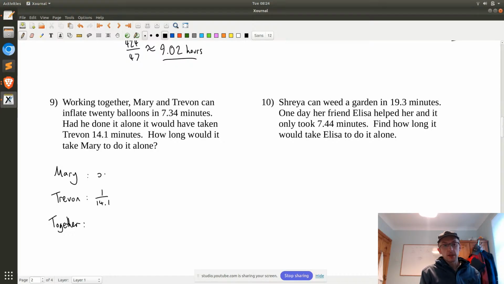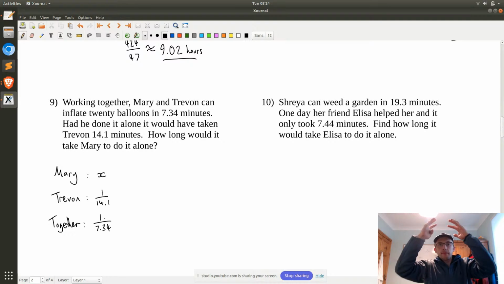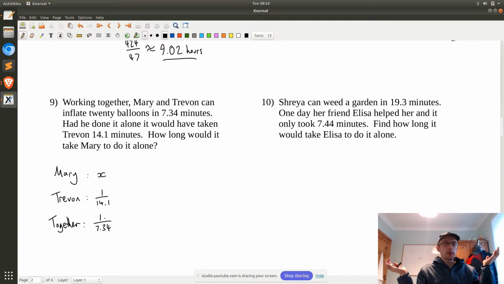Mary, her speed, we don't know. Combined speed together, 1 out of 7.34. Like, that's how much of a, what's the collective term for balloons? You know the movie Up? I want to say that thing, a cloud of balloons, whatever. Okay, there you go. That's their combined speed.